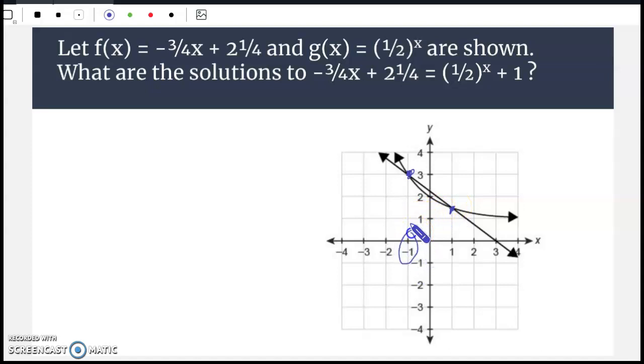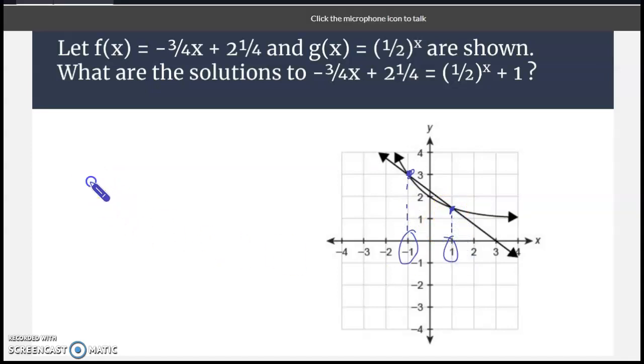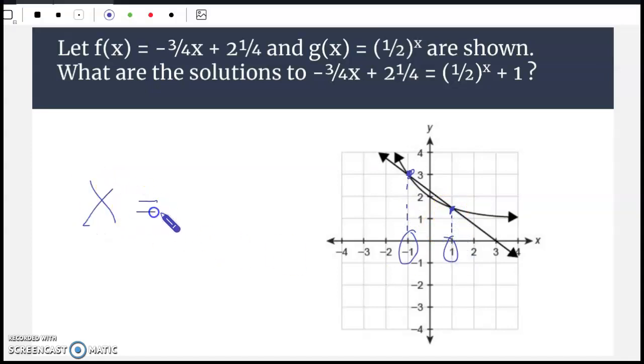But to answer this question, just drop straight down from those intersections and look at the x coordinates. The solutions then, we say, are x equals negative 1 and x equals positive 1. So that's true for any type of system, whether it's a linear equation or a function that has a curve to it. The solutions are where the functions intersect, and particularly the x coordinates of those intersections.